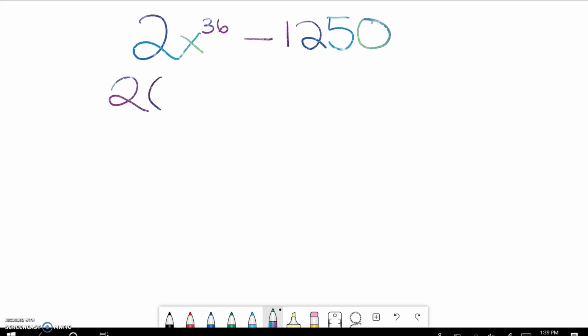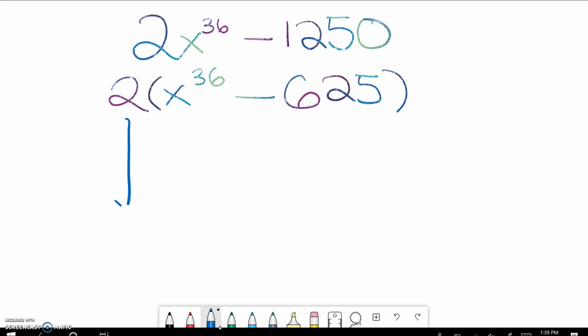So I'm going to write the 2 on the outside, and then I'm going to divide it out. I get x to the 36 minus 625. Hopefully this stands out to you as a difference of 2 squares. This 2 is going to be part of my answer. Perhaps I'll just draw an arrow to remind me to include it, but I'm not going to write it every single time. So the difference of squares, I start by breaking it into a sum and a difference.